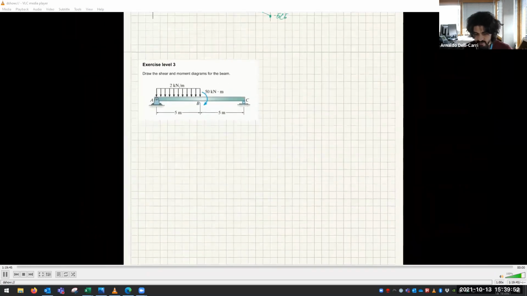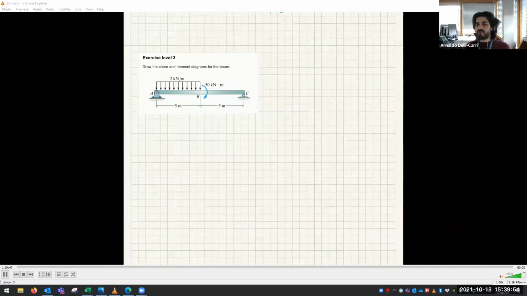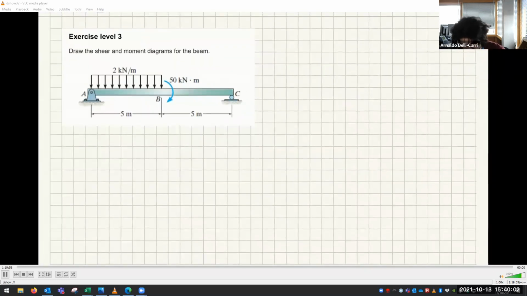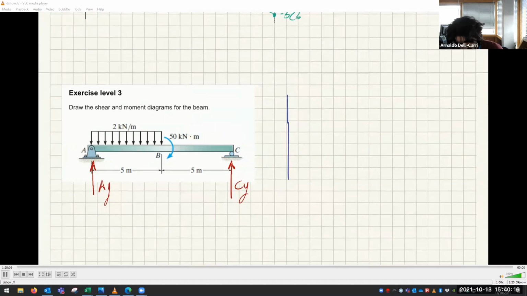Okay, let's do the last one. Last one, a bit more complicated, but not too much. So let's go about it. So we also have here the same reactions, always the same reactions. It's pinned on this side, AY, and pinned on this side, CY. So reaction forces, find on this now, so I can say reactions first.